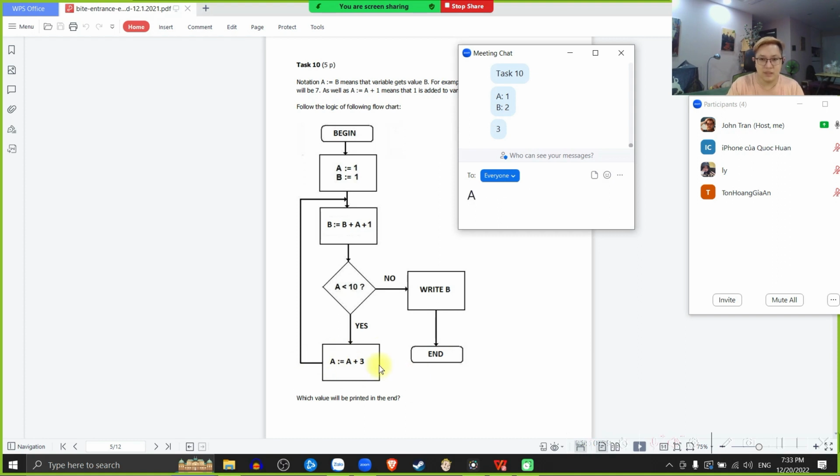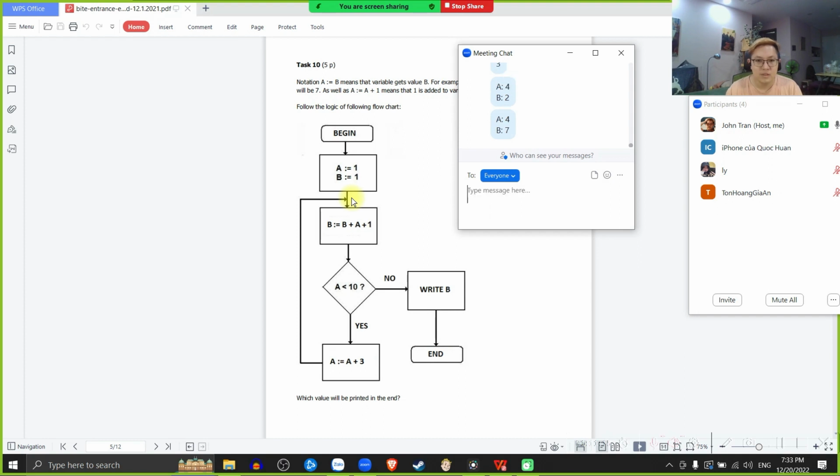New A will be equal to 1 plus 3 is 4. The new A equals 1 plus 3, 1 plus 3 is 4. But the B is still 2. And then we move on to this loop. It goes back to this loop. So the new A is still 4. And the new B is old B plus A plus 1. So the new B is 2 plus 4 plus 1, which is 7, isn't it?